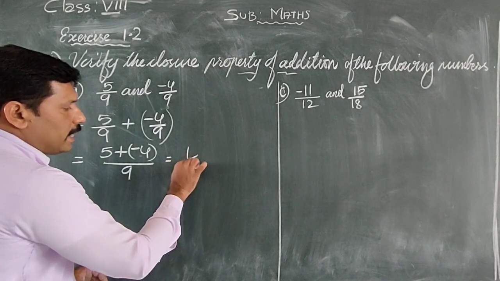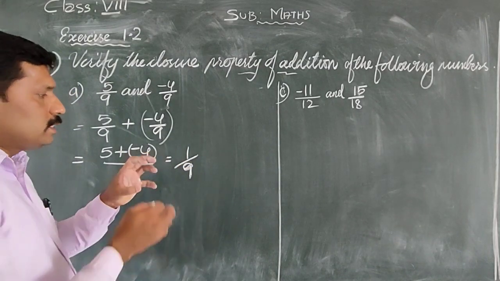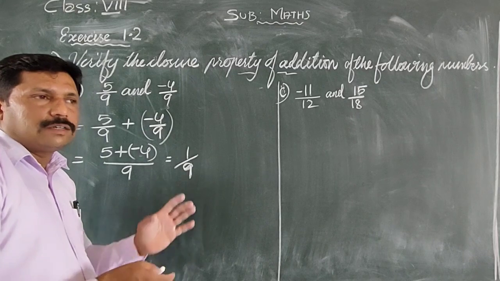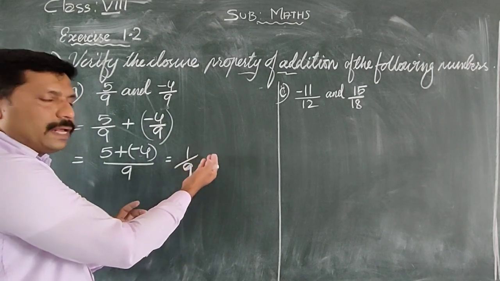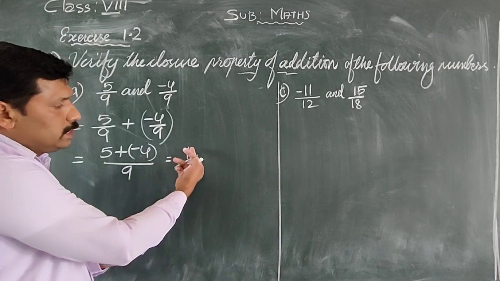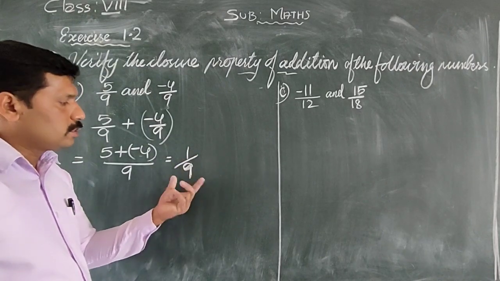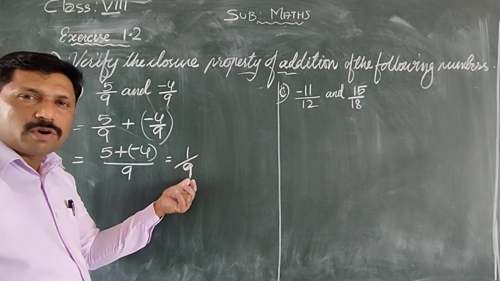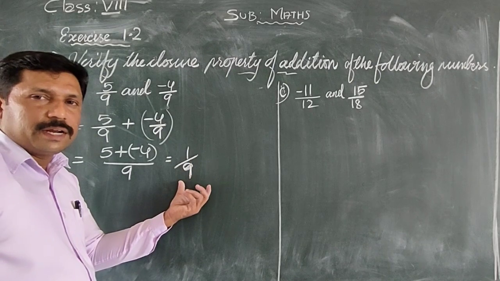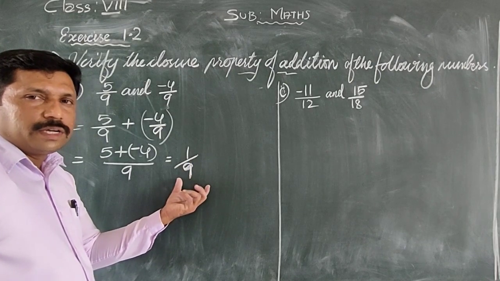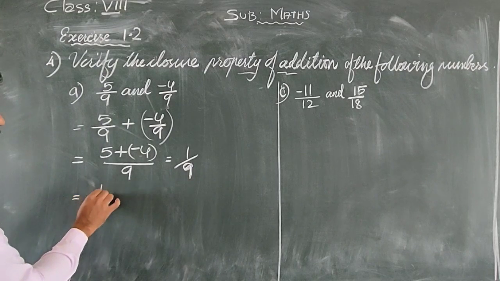Is this 1 upon 9 a rational number or not? In order to find out whether it is a rational number, we want to use its property. A rational number can be written in the form of P by Q, and Q is not equal to 0. That means the denominator is not equal to 0. Here both conditions are satisfied. Therefore, it is also a rational number. So finally we write: equal to 1 upon 9.